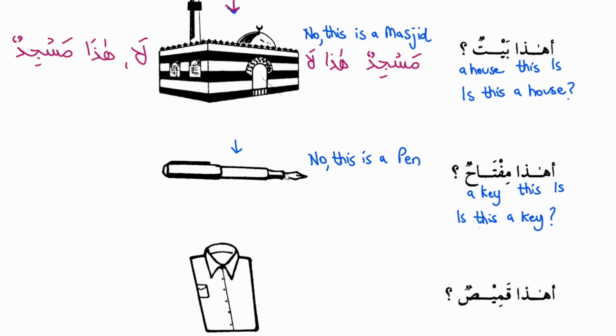And now we will write in Arabic. For no, we will write la. For this, we will write haza. And for a pen, we will write qalamun. Okay. Ahaza miftahun. Is this a key? No, this is a pen. La haza qalamun. Now let's write it in Arabic.